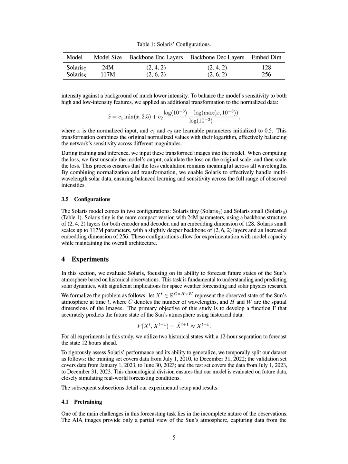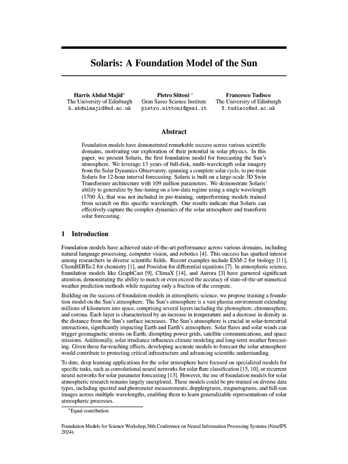The validation process for the Solaris model involved a chronological split of the dataset into 3 distinct parts. The training set covered data from July 1, 2010 to December 31, 2022. The validation set spanned January 1, 2023 to June 30, 2023, and the test set included data from July 1, 2023 to December 31, 2023. This temporal division ensured that the model was evaluated on future data, simulating real-world forecasting conditions.